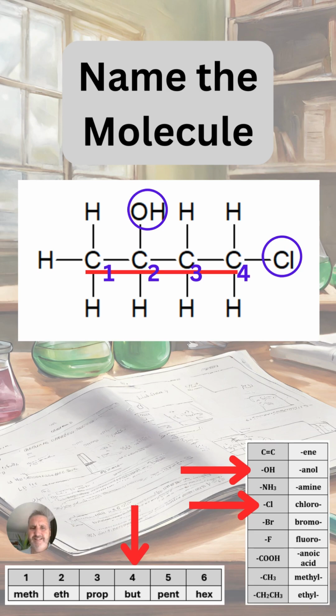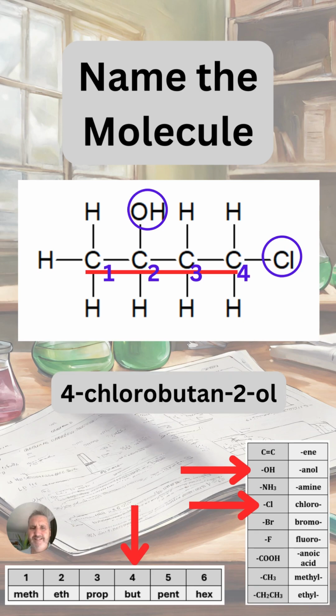It so happens that OH groups have priority over haloalkane groups, or halogen groups, sorry. So we're going to number it from left to right. We're going to have the OH coming off the second carbon and the chlorine coming off the fourth carbon. Therefore, the name for this molecule is 4-chlorobutan-2-ol.